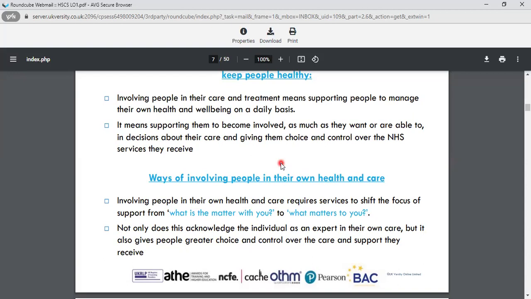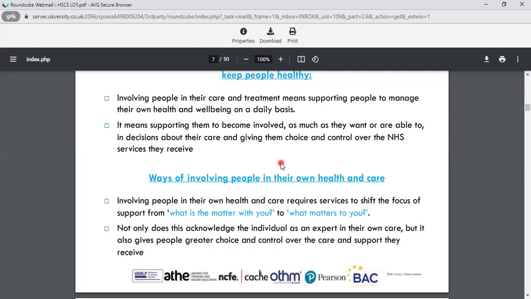Now, there are different ways of involving people in their own health and care. So we've talked about keeping care patient-centered. That is very important, or client-centered, whatever makes sense in your case. Involving people in their own health and care requires services to shift the focus of support from what is the matter with you. That should not be your focus. Your focus should be what matters to you. So their say should be taken into consideration.